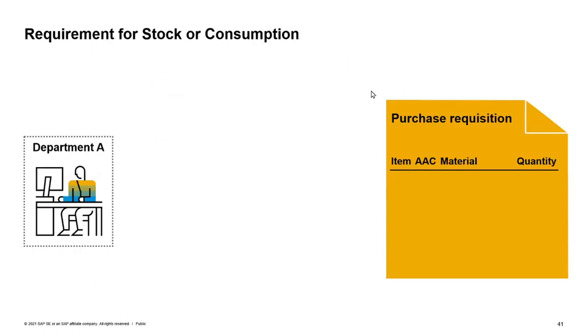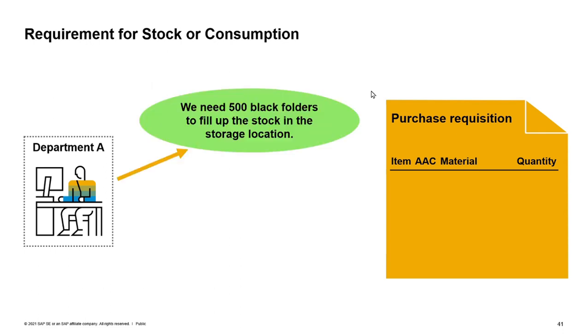Now, let's think about a true business scenario. On the slide, we see an employee from department A who prepares a purchase requisition. At first, he chose to create the purchase requisition for 500 black folders. We know that this material is a material for stock. The system does not require any manual account assignment because the adjustment in the account is done automatically. Now, what we have to remember is that a stock material is a material that is kept in stock.